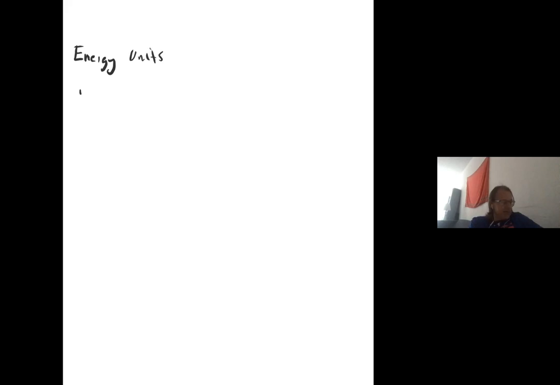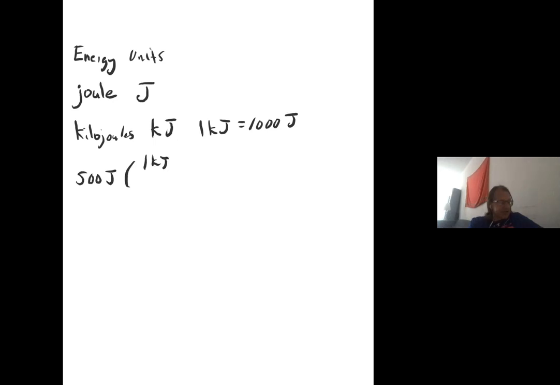So the most common unit for energy that you're going to use is the joule, and the abbreviation for it is a capital J. Okay, but there's also kilojoules. You'll see that too. And the abbreviation for that is kJ, k for kilo, right? Remember, kilo just means 1,000, right? So 1 kilojoule is equal to 1,000 joules, right? Okay. So if I have 500 joules, then to convert that to kilojoules, you would just divide by 1,000, right? And so you get 0.500 kilojoules.